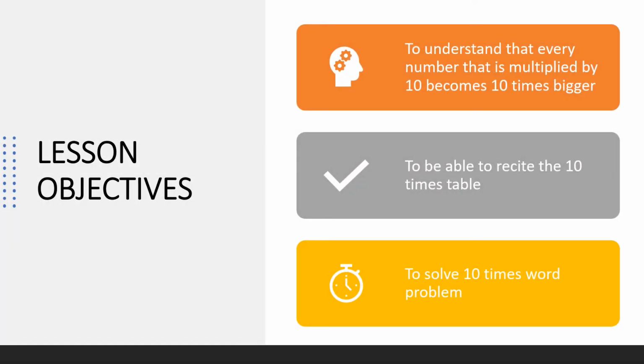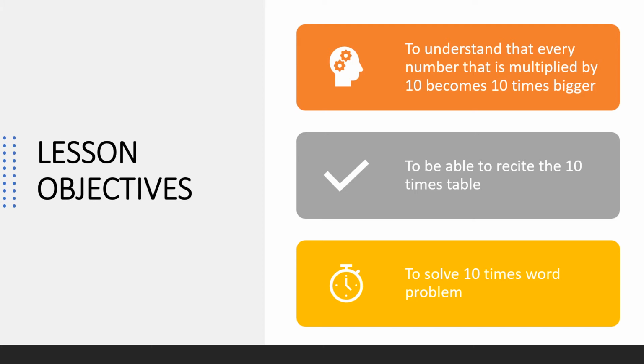Wow, that was a very nice video showing us how the numbers move on the place value chart when a number is multiplied by 10. Now at the end of today's lesson, we want to see how our numbers become 10 times bigger. And we want to really understand that all numbers multiplied by 10 become 10 times bigger.